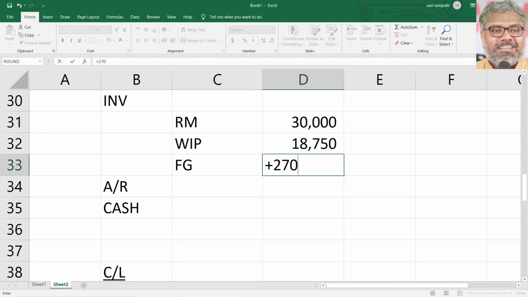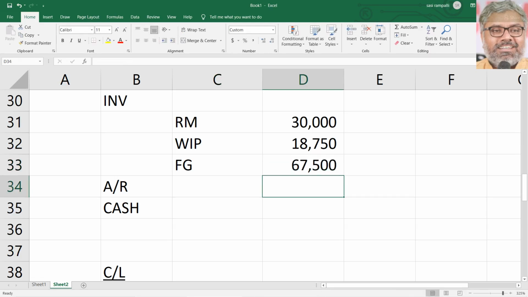So 2,70,000 into 3 by 12 will be the finished goods, that is 67,500.